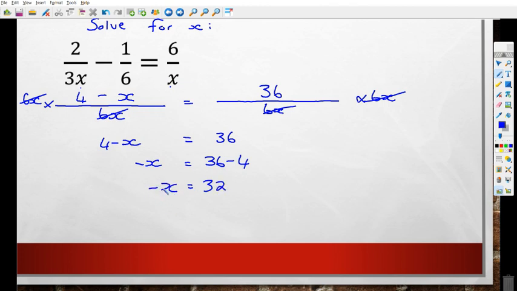Right, but I want positive x. Okay, what am I going to do? What's happening to x over here? X is being multiplied by a negative. What's the opposite of multiply? Divide. Oh, beautiful things. Alright, now that's going to cancel. I'm left with x, and this is going to be negative 32.